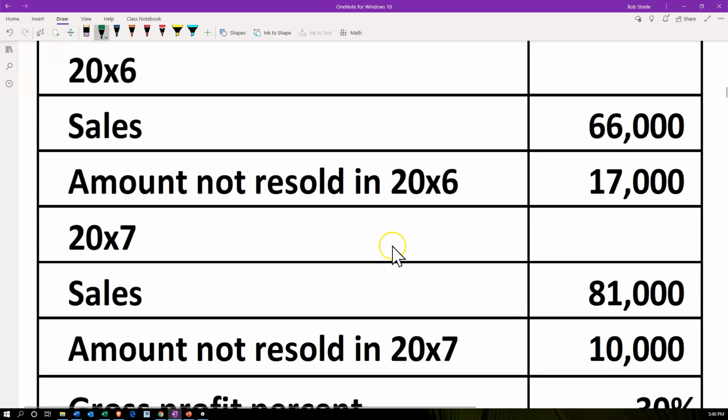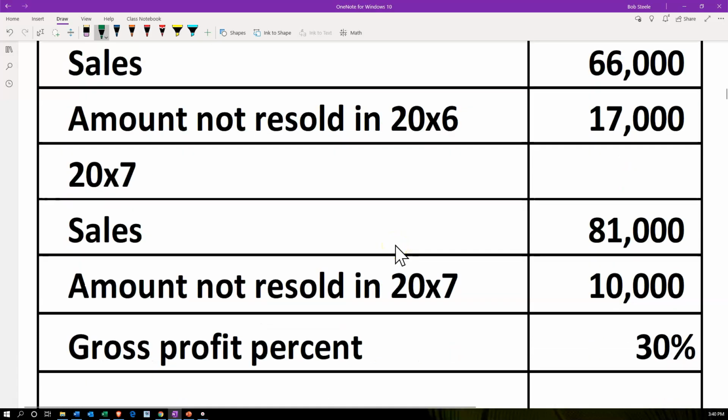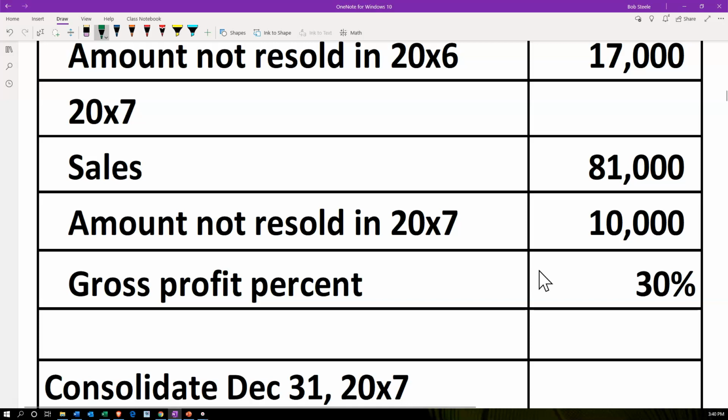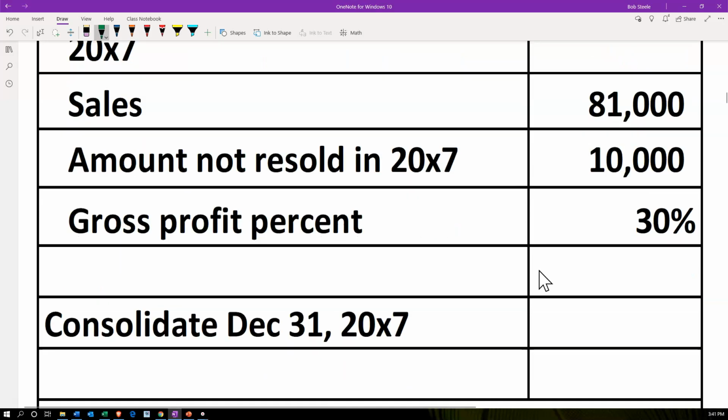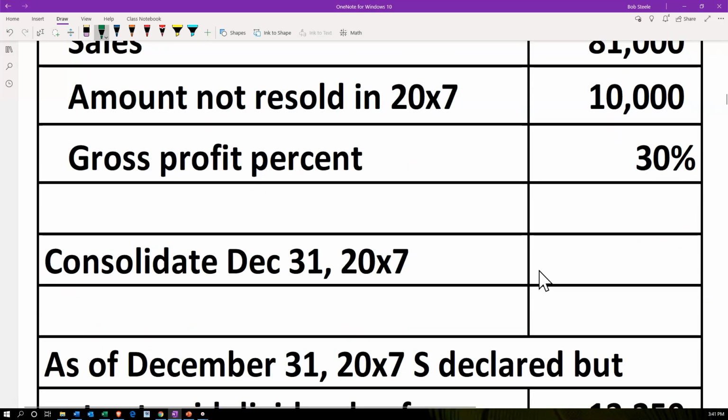Then we have the 20X7 current year items. The sales were 81,000 in the current year, this intercompany transaction related to inventory. The amount not resold, the amount in ending inventory at the end of the current year, is going to be this 10,000. The gross profit is going to be 30%, so we'll use that 30% for our calculations.